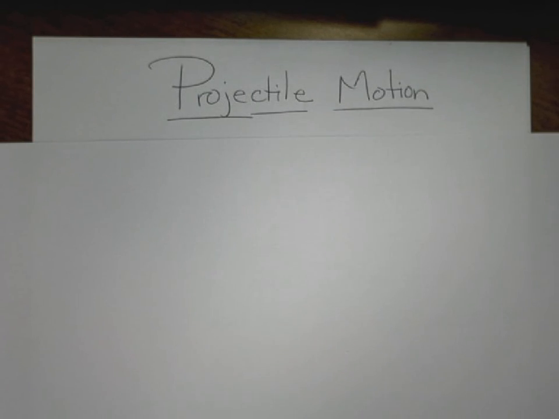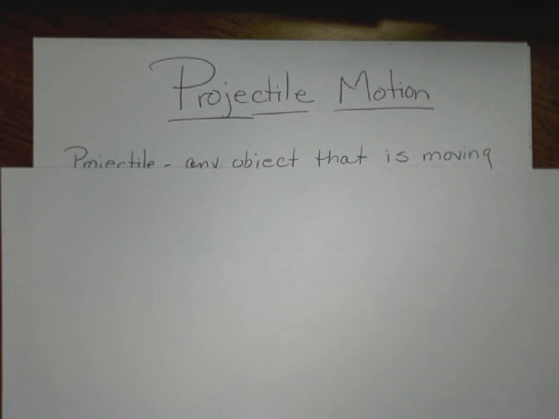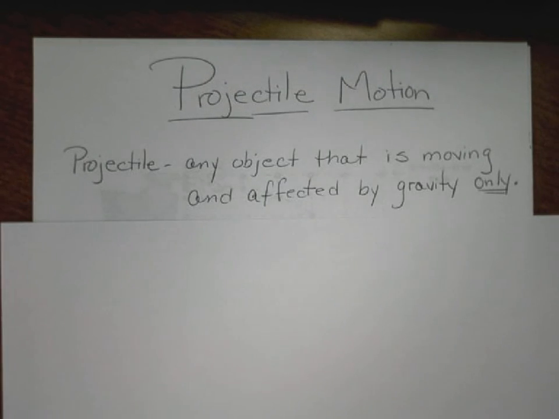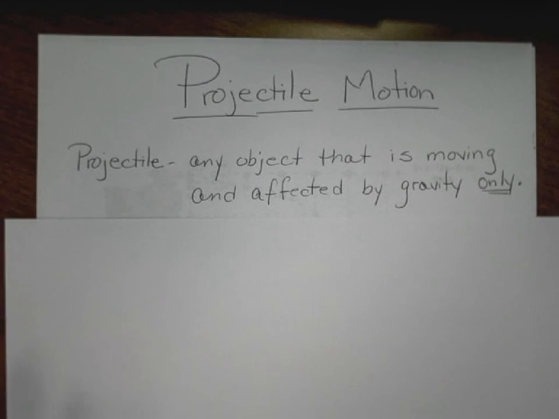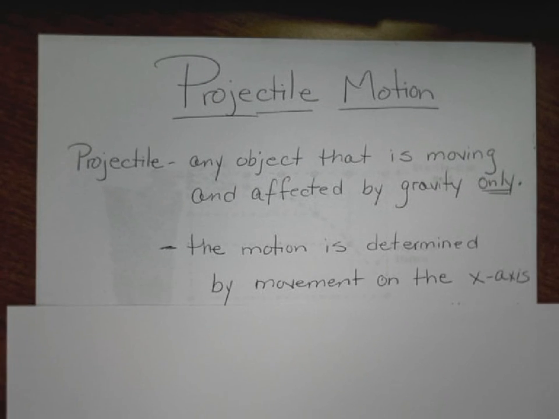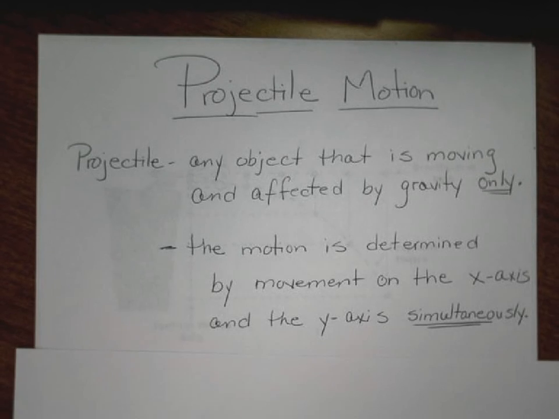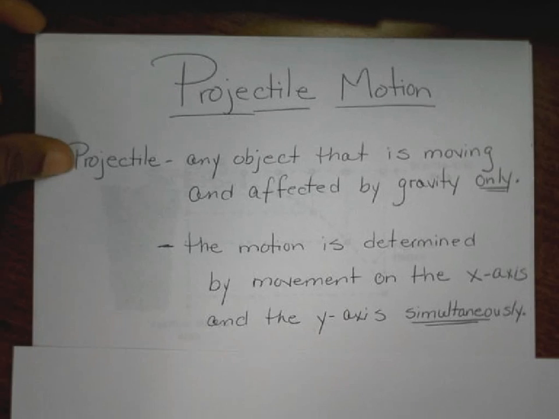So first of all, let's start off with the definition of a projectile. A projectile is any object that is moving and affected by gravity only. I'll show you a graphic of that in just a moment. Before I do that, I want to tell you that the motion is determined by movement on the x-axis at the same time as movement on the y-axis. So let me give you a little time to write all that down.